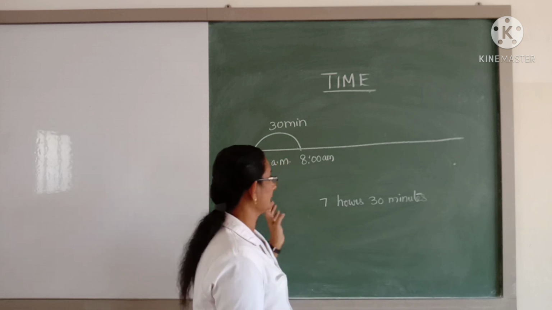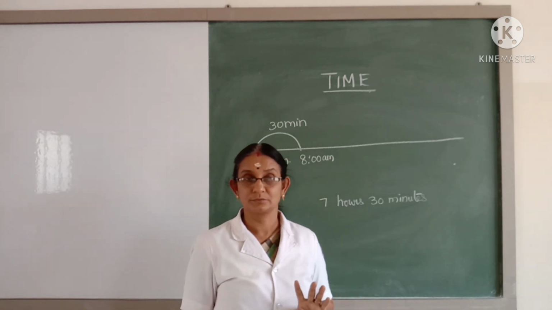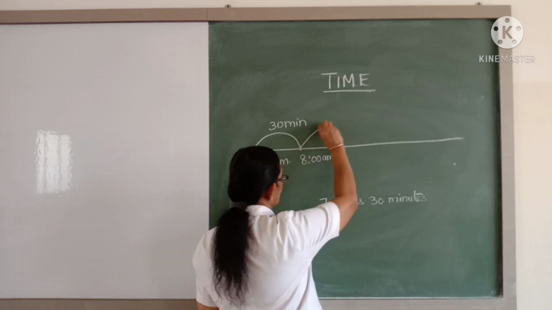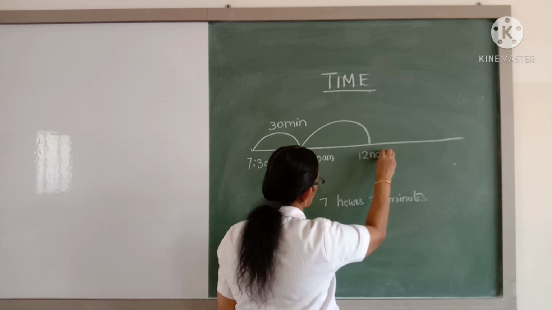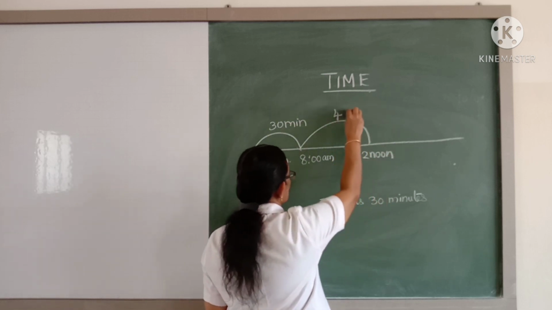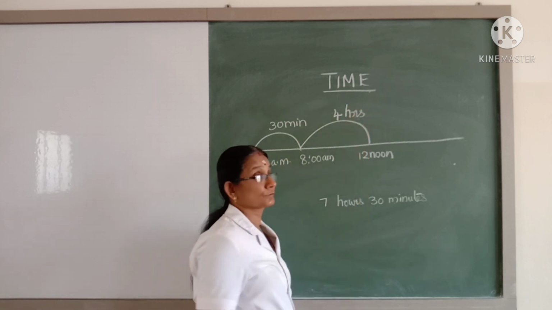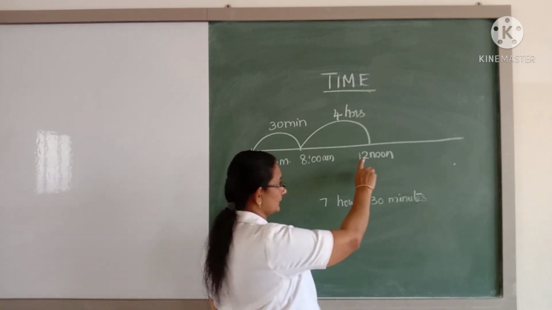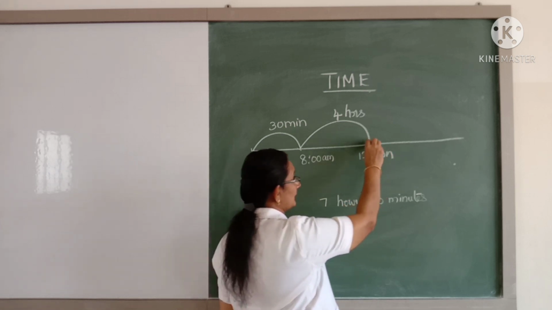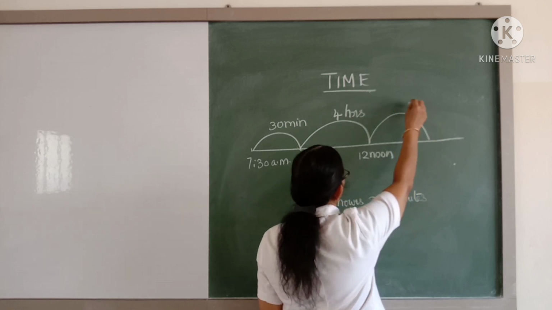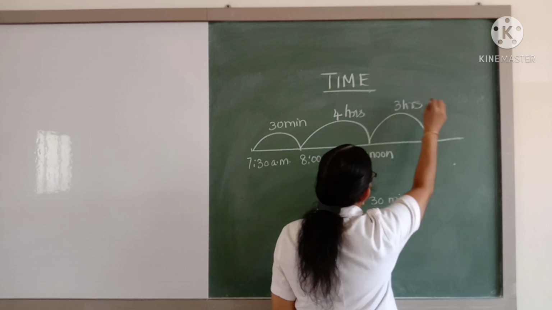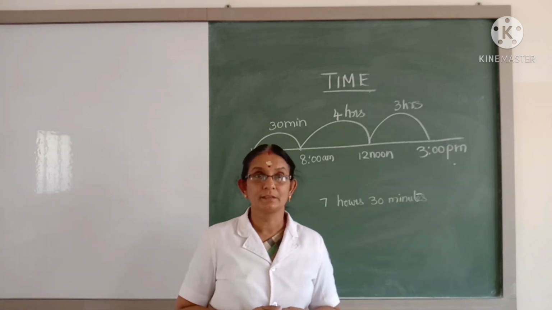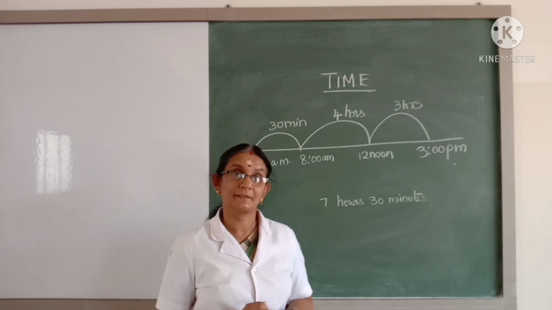Now, we can count 4 hours to 12 noon. Isn't it, children? Yes. 9, 10, 11 and 12. So, 4 hours up to 12 noon. Okay? 4 hours. So, how much more time we need to calculate? Yes, 3 hours more. Isn't it, children? So, the time from 12 noon and you complete 3 hours, we have 3 p.m. So children, now the finishing time of the school is 3 p.m.